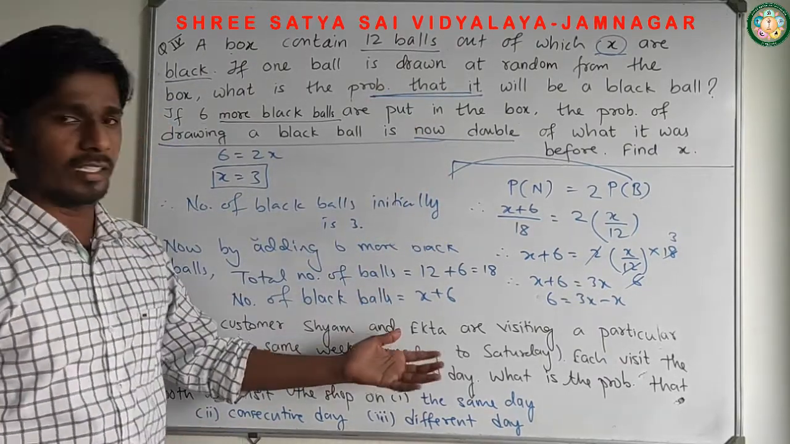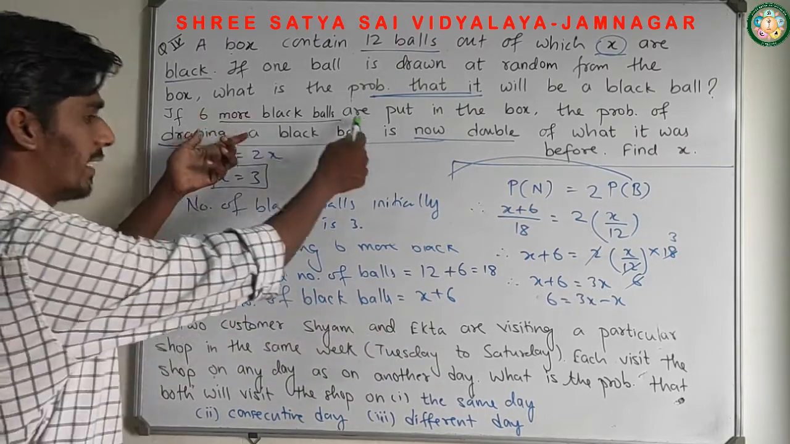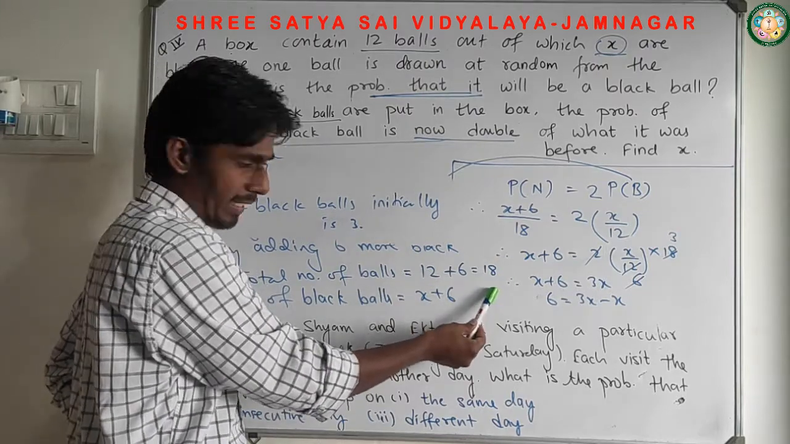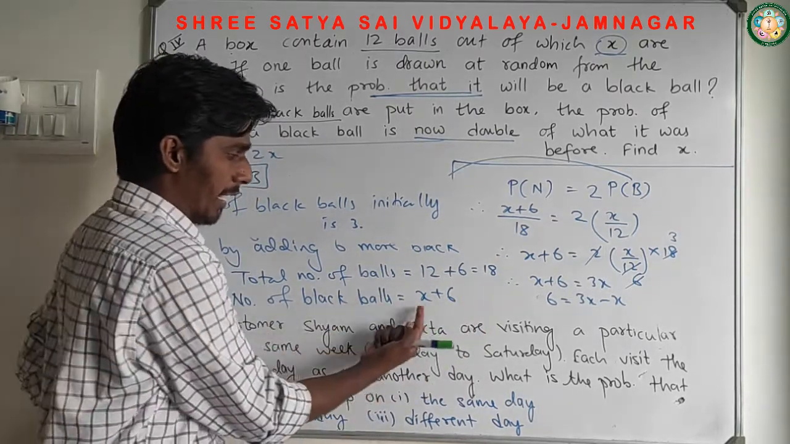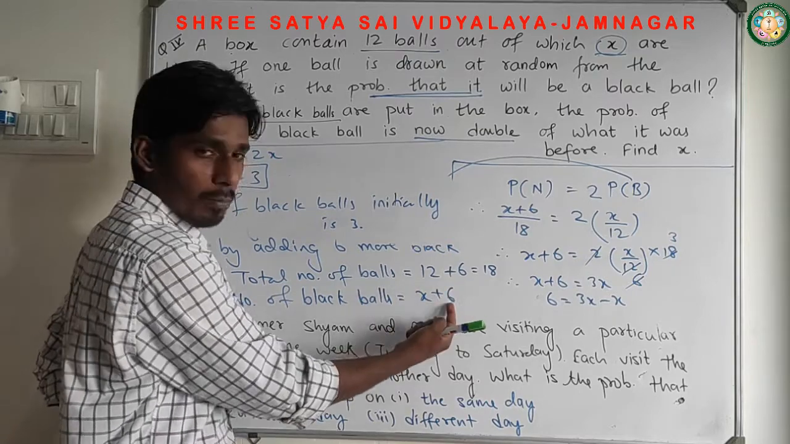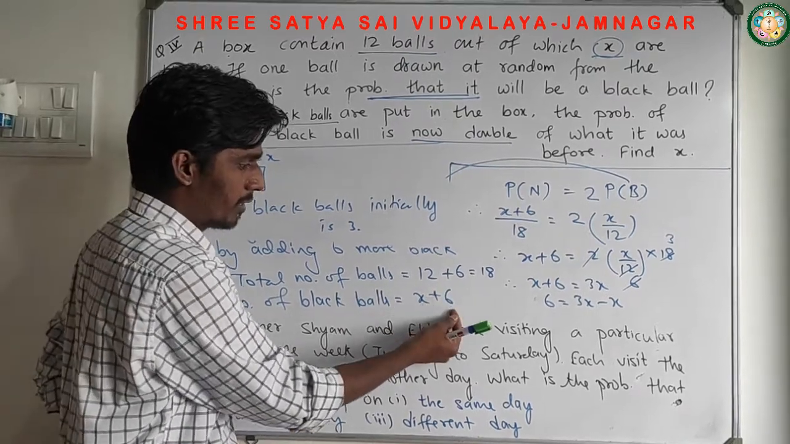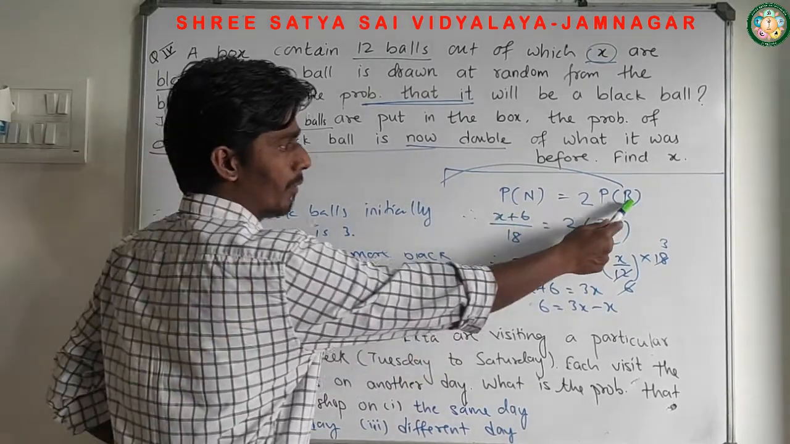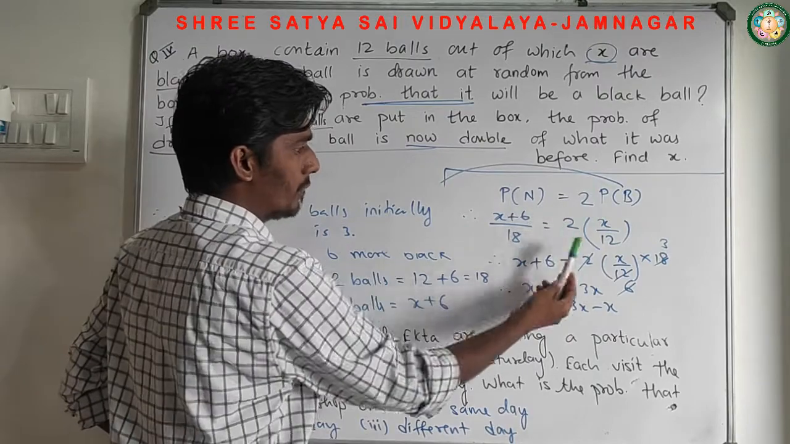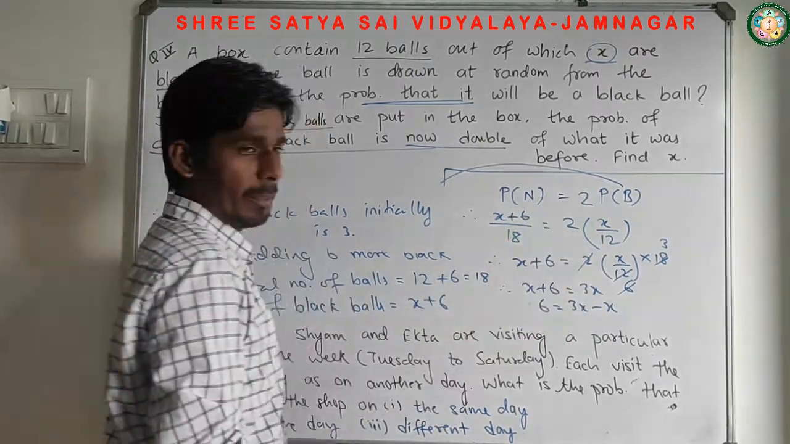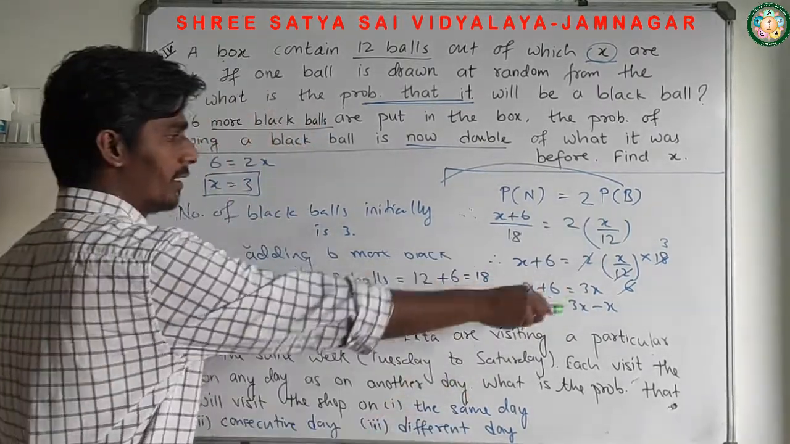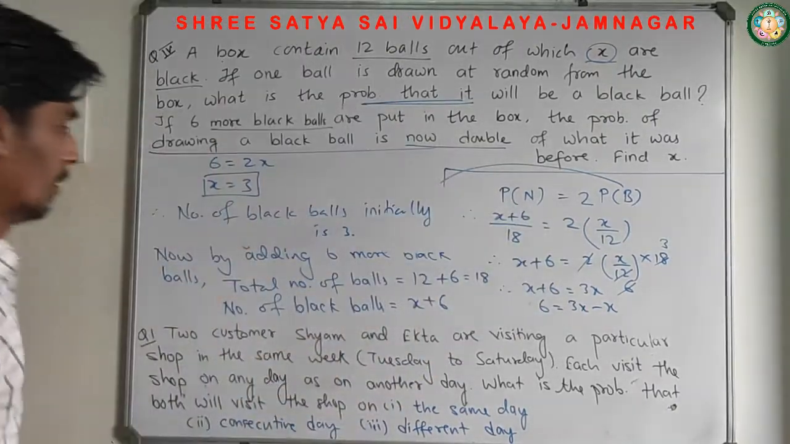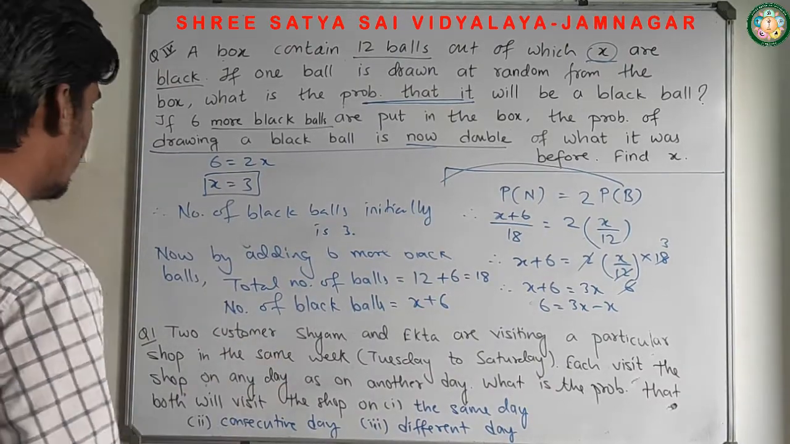The only thing you have to understand in the second part is that 6 more balls were added, so the total balls were 12 plus 6 added, so the total outcome is what? 18. And initially there were x number of black balls, now 6 balls added, they are also black, so x plus 6 is the new number of black balls. So the new probability is here, and the before probability is here, so it's 2 times, and then you just cross multiply to get the value of x, and by this calculation you will get the value of x, that is what? 3. Now let's move to the next question.